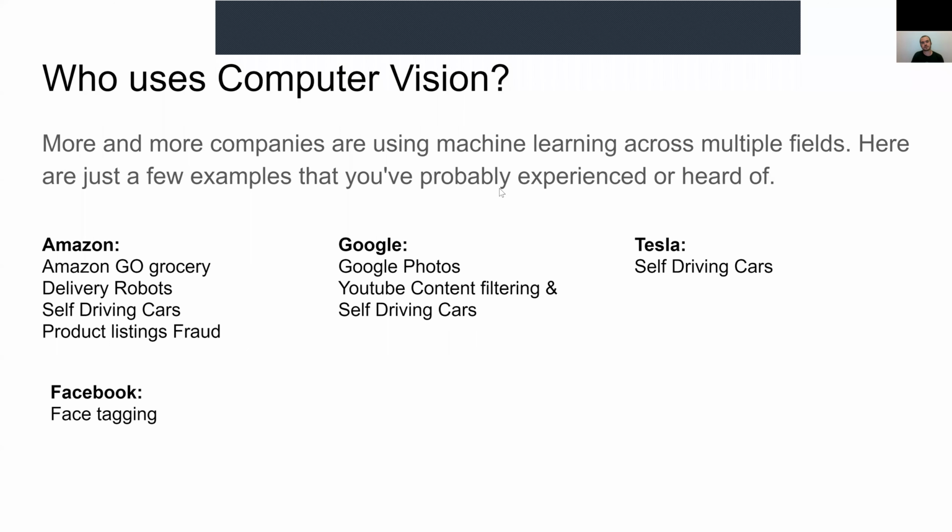Who uses computer vision? More and more companies are using machine learning and computer vision across multiple fields. Here are just a few examples that you've probably already heard of. So you have Amazon. Has anyone been to an Amazon Go grocery store or an Amazon Go store before? We have several in Seattle, and I think they're going in other cities. I know they're not everywhere yet, but has anyone been to one of those yet?